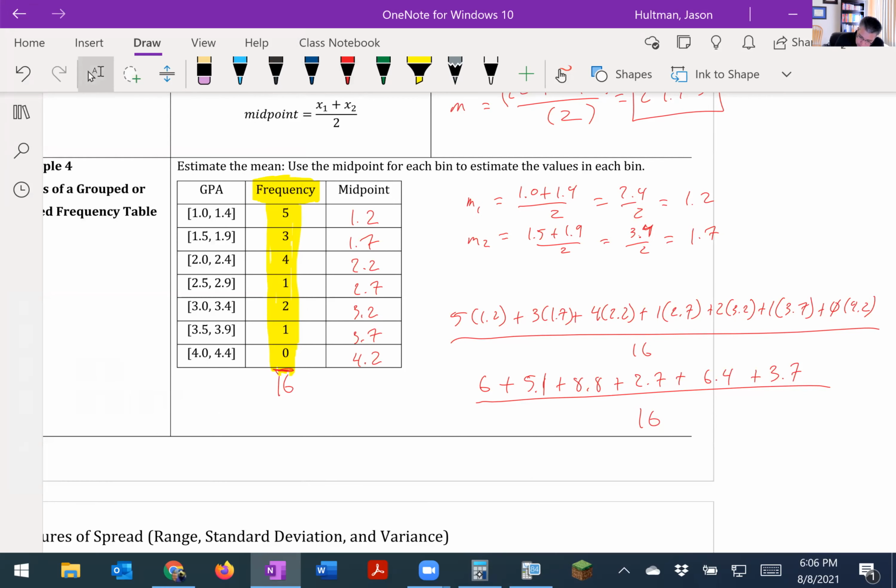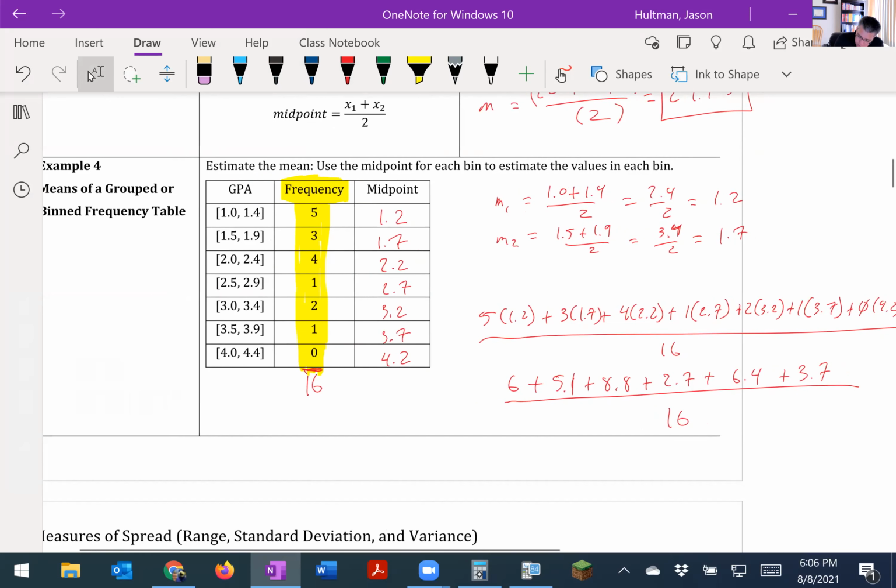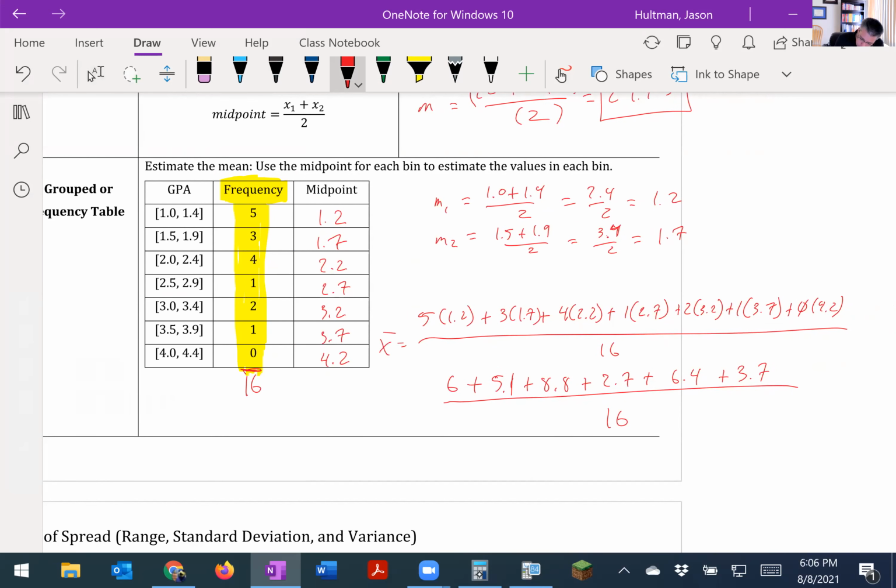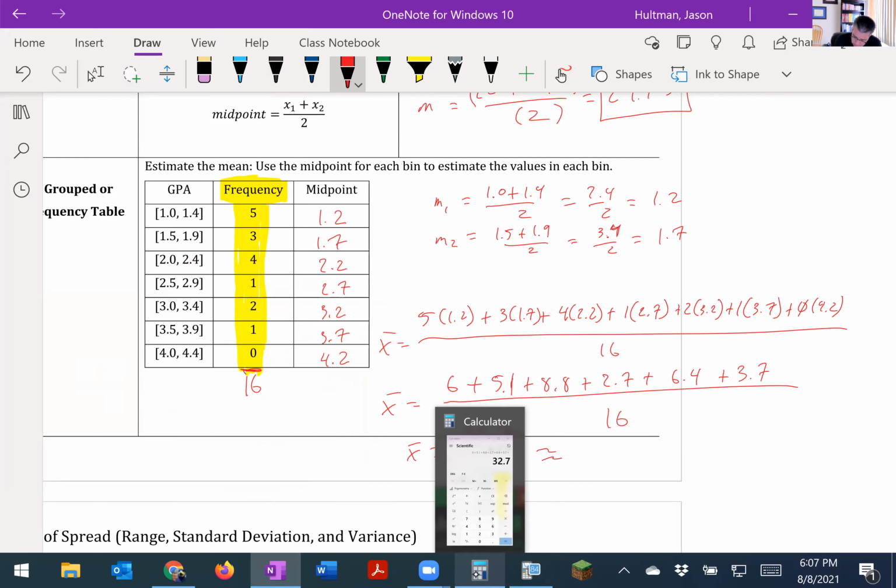Okay, so we're going to estimate the mean for this, right? So I'm going to say that this is a sample. So X bar here. Okay, so X bar 32.7, right? Yeah, 32.7 is correct. Okay, 32.7 over 16 is going to be approximately what? I'm going to go 2 places past the decimal because I'm dividing by 1 place past the decimal. I'm always going to go one extra place accuracy on my final result.